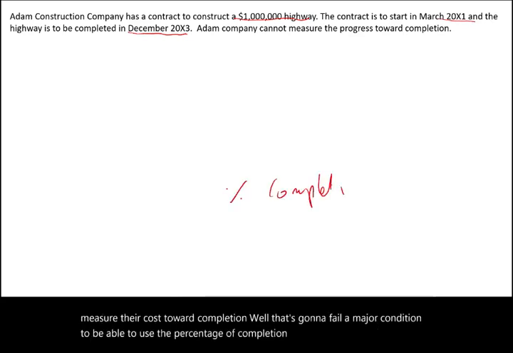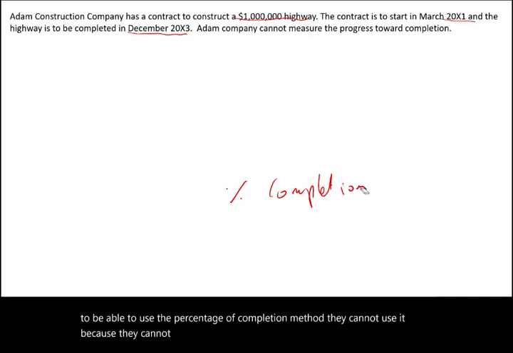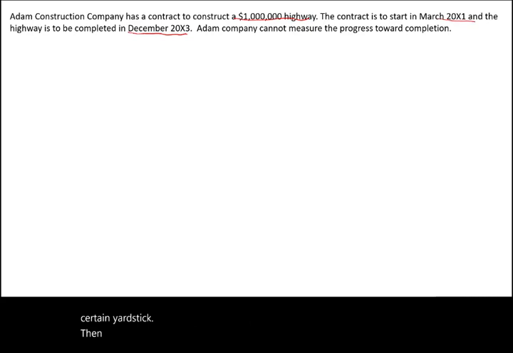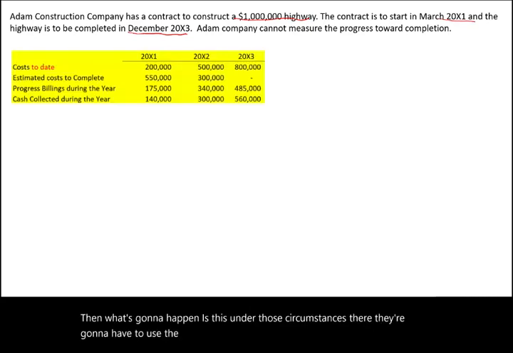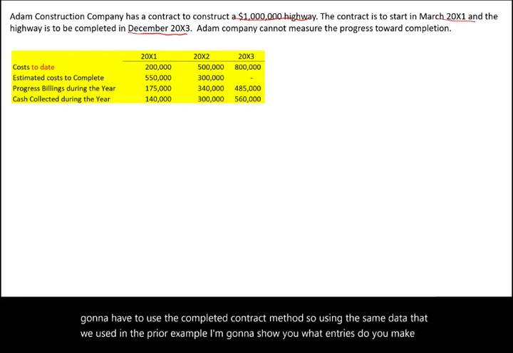They cannot use it because they don't have a yardstick. They cannot use a certain yardstick. Then what's going to happen is this. Under those circumstances, they're going to have to use the completed contract method. So using the same data that we used in the prior example, I'm going to show you what entries you make under the completed contract method.